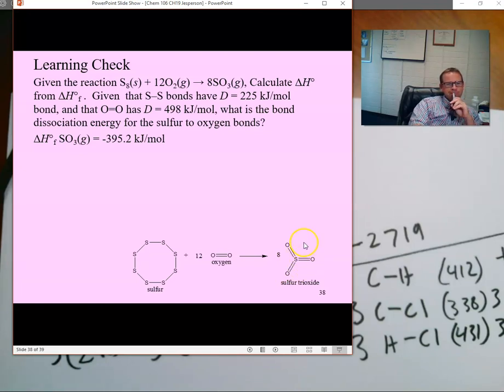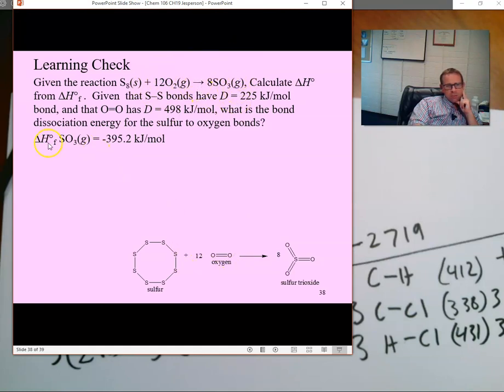Okay. And we have the delta H of formation here for SO3 being a negative 395.2. The delta H of formation of SO3. So the delta H of formation for SO3, which is this material right here, is negative 395.2 kilojoules per mole. And that's what we're seeing here. We're seeing the sulfur, that's elemental sulfur, S8, plus oxygen, elemental oxygen, forming SO3.